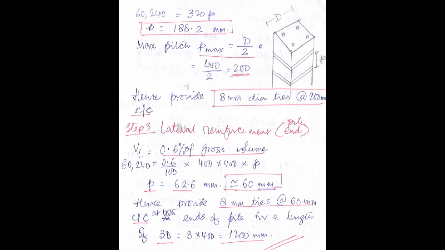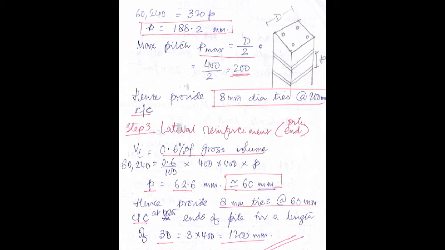बॉडी के लिए हम लोग क्या करते हैं? 0.2% ऑफ द ग्रॉस वॉल्यूम लेते हैं, और एंड के लिए हम लोग 0.6% ऑफ द ग्रॉस वॉल्यूम लेते हैं. वीटी ऑलरेडी वी हैव फाउंड आउट 60,240, और 0.2% जो बॉडी के लिए लिया था, इधर क्या लेना है? पाइल एंड के लिए 0.6%. सो 0.6 बाई 100 ग्रॉस वॉल्यूम क्या था? एजी इंटू पी था. 400 इंटू 400 ग्रॉस एरिया इंटू पी.